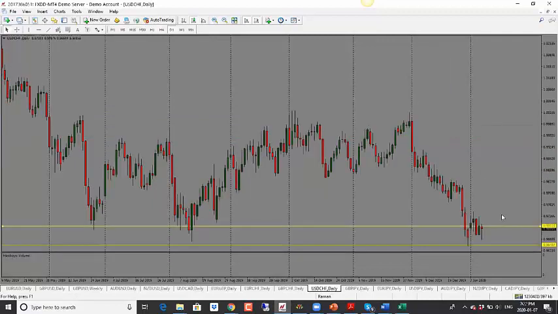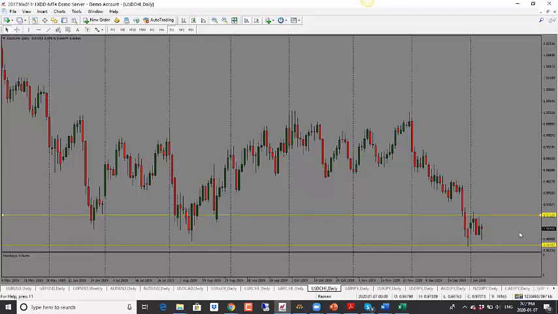Dollar Swiss franc here, this one has also been trading in a range. Price has been going back and forth. Today's candle close is neutral.